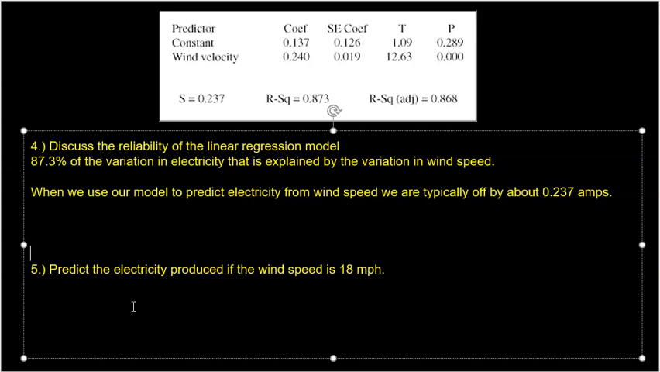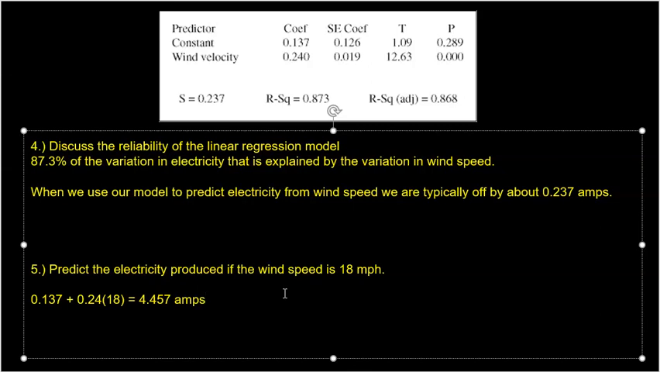All right, the last thing we're going to do is predict electricity for a wind speed of 18. Now, 18 does fall in my window of 10 to 40 miles per hour, so this should be pretty good. The electricity is going to equal 0.137 plus 0.24 times 18. I'm just going to go to my calculator and type this in, 0.137 plus 0.24 times 18, and I get 4.457 amps. So it is predicted that you will have 4.457 amps for 18 miles per hour.